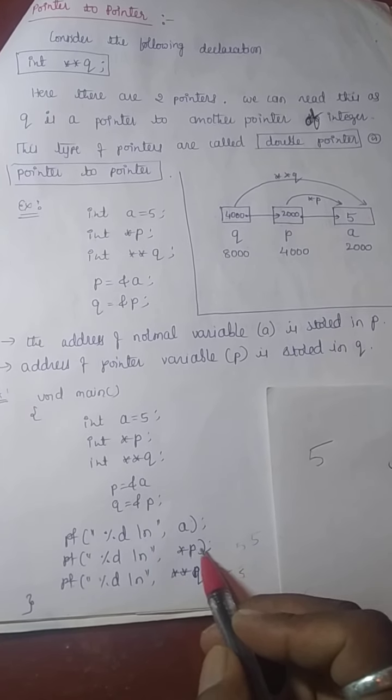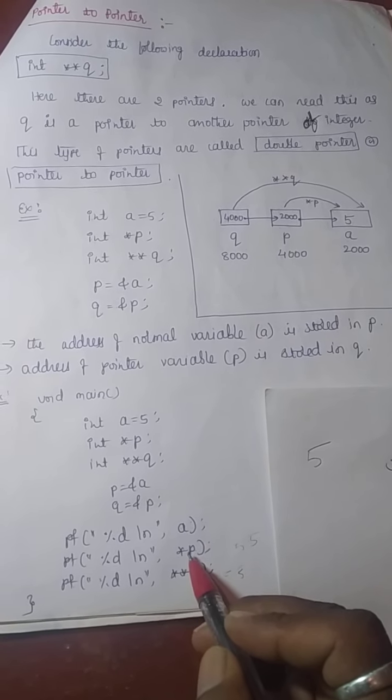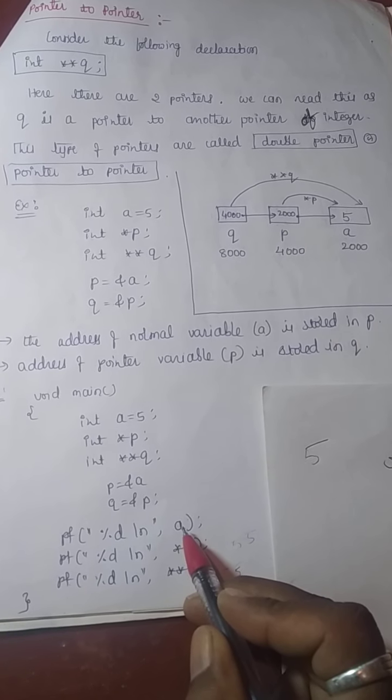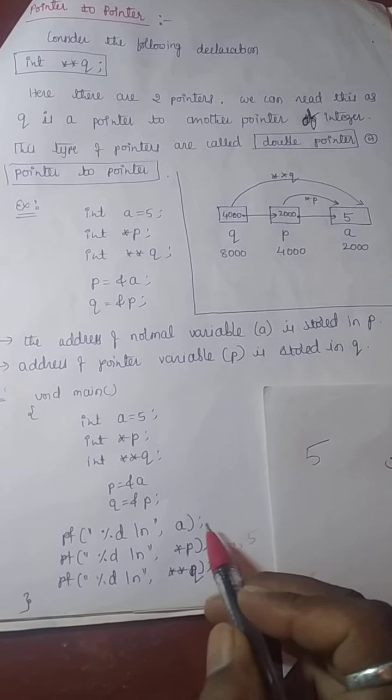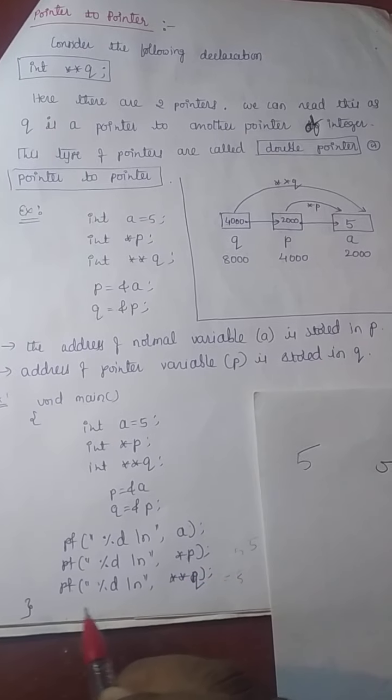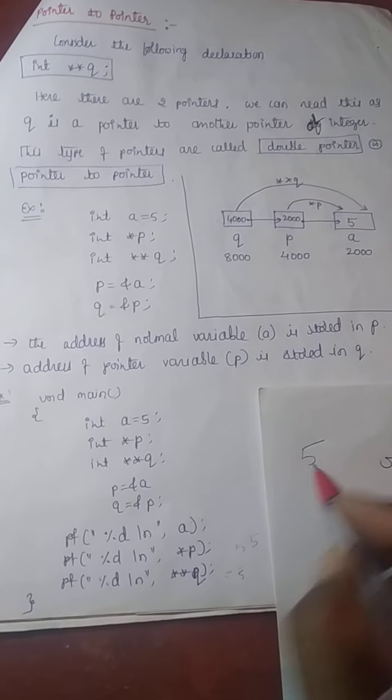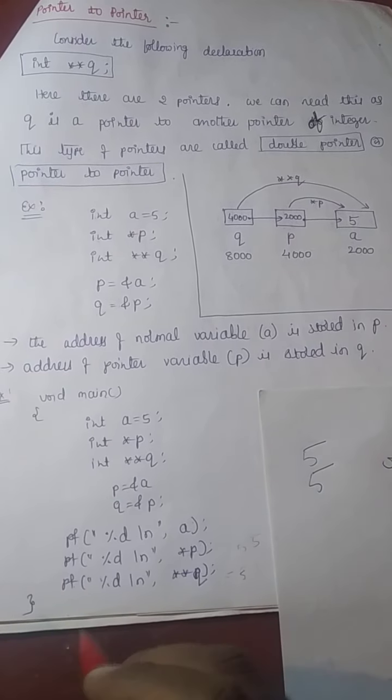Only p means the address of a. *p means, at a's address, whatever value is there, that is going to be printed. So the second printf statement's output will also be 5.